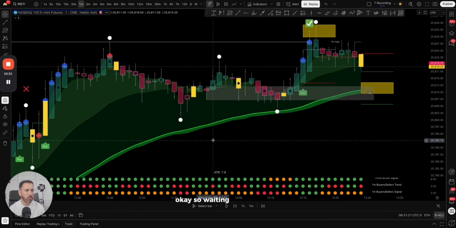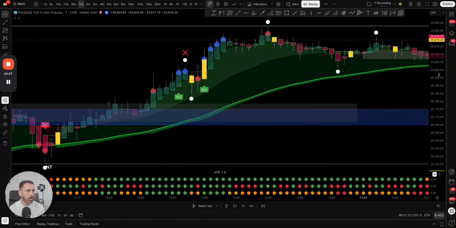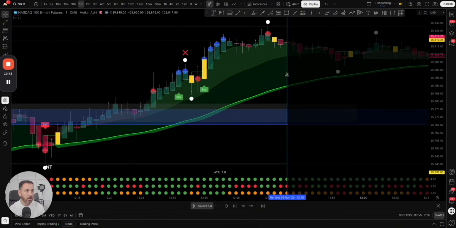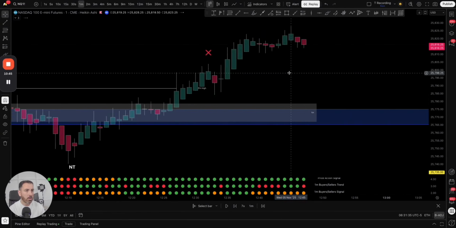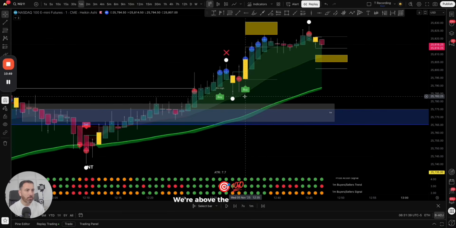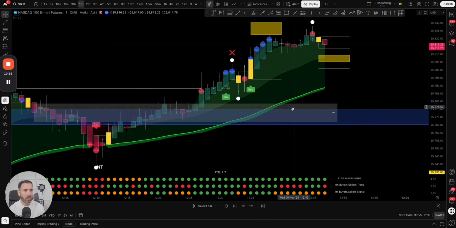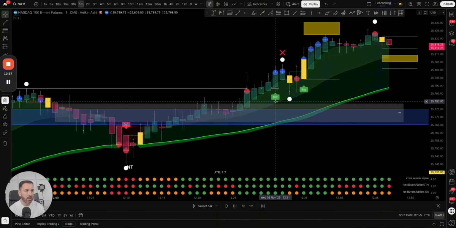Okay, so waiting for everything to align. Next one to align is here. So we've got a golden candle and a buy signal together. One of my favorite things to happen. Let's have a look. We've got 3 trend traffic lights. We're above the hourly, and bang, straight into target there. Perfect.